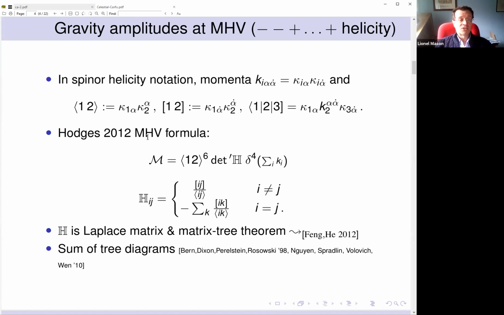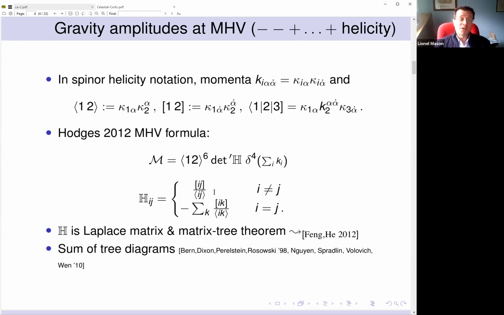But Hodges in 2012 came along and found this beautiful determinant formula, whose entries are just these simple ratios of spinor contractions with this diagonal entry, so I'm abbreviating a bit here. And in fact, Bo Feng and Song He showed rather beautifully that this actually has an alternate interpretation.